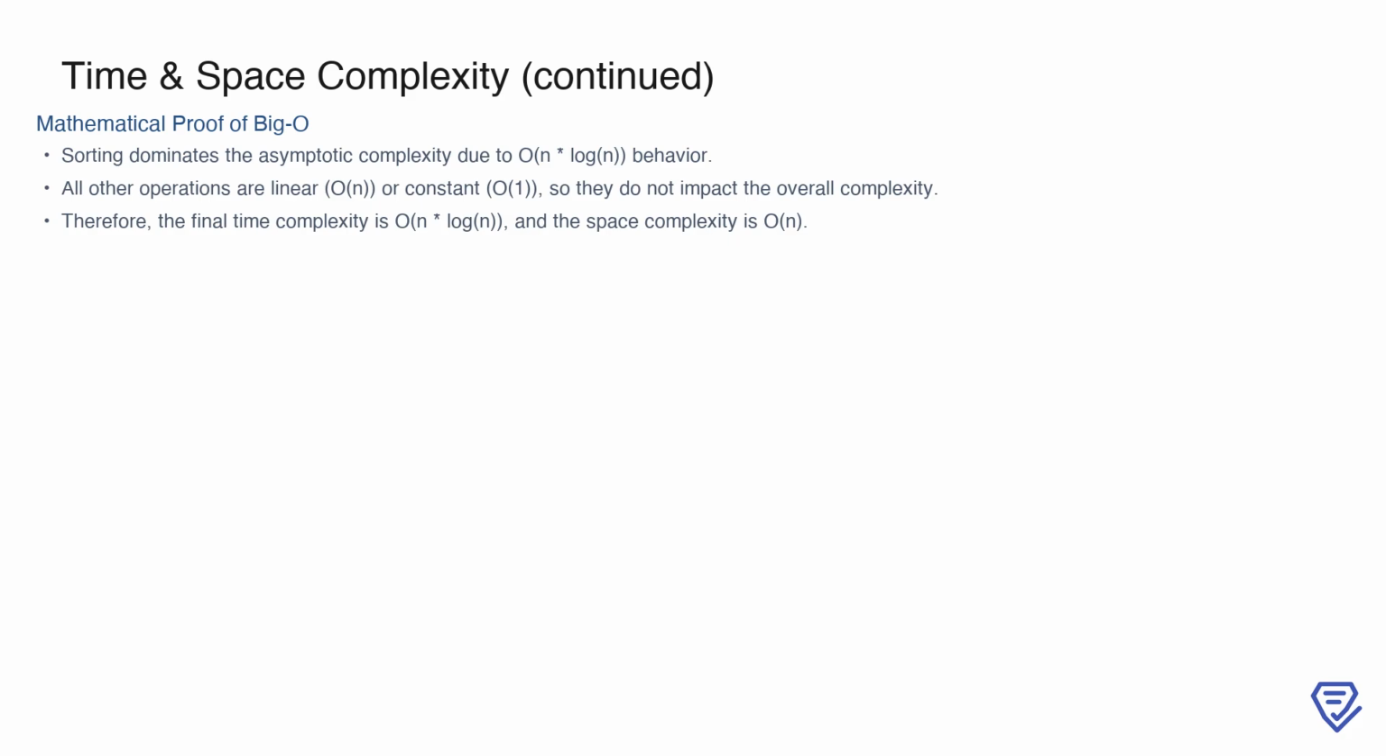For space complexity, the primary contributors, the counter dictionary, sorted keys, and original array, all scale linearly with the input size, leading to a total space complexity of O(n). These analyses confirm the efficiency of our solution in both time and space usage.